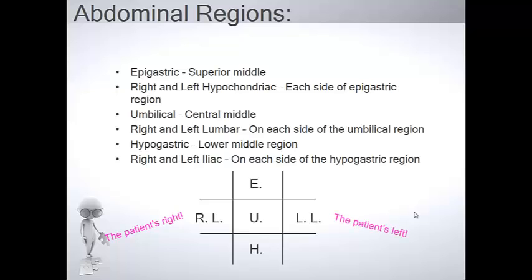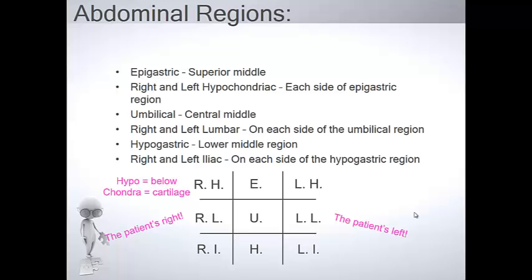Up and to the right is the right hypochondriac region. In this region, medical terminology is helpful because the word hypochondriac literally means below the cartilage, which in this instance means directly below the ribs. Up and to the left of the umbilical region is the left hypochondriac region. Down and to the right of the umbilical region is the right iliac region, which coincides with the ilium of the pelvis. And the last region is the left iliac region.